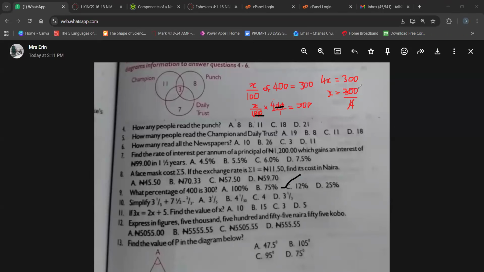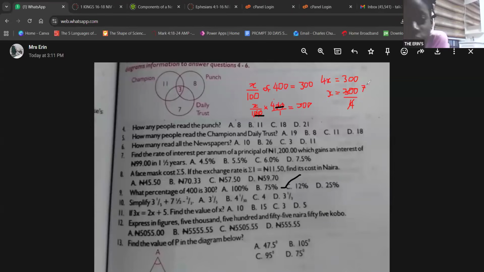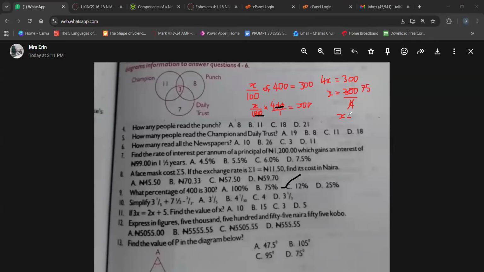All right, you can write in your book. I did not know how this 400 is 300, so that's what I didn't understand. Okay, was that what was confusing you? Yes, sir. Okay, but now it's clear, right? Yes, sir. Okay, so X is 75.